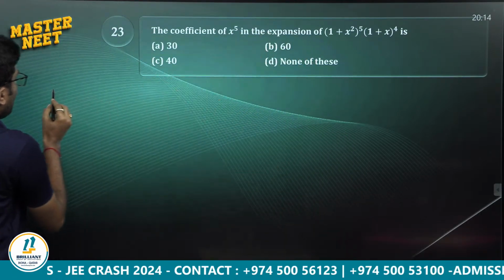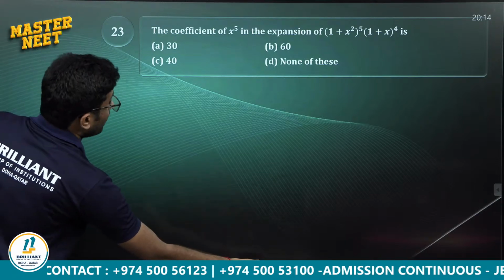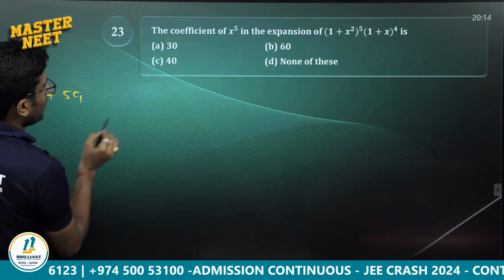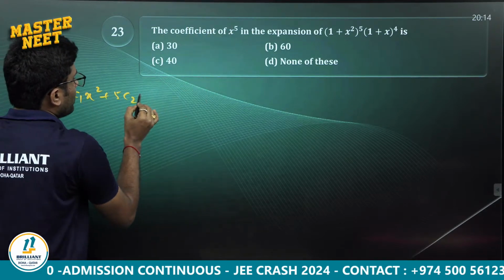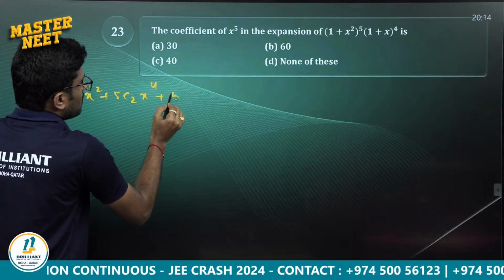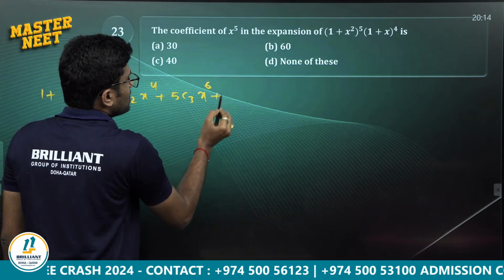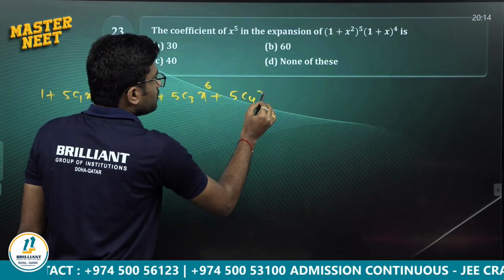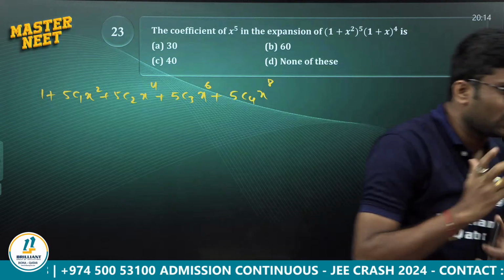So (1 + x²)⁵ can be written as 5C0, which is 1, plus 5C1 into x², plus 5C2 into (x²)², that will be x⁴, plus 5C3 into (x²)³, x⁶, plus 5C4 into (x²)⁴, x⁸, expand both the terms individually and multiply.